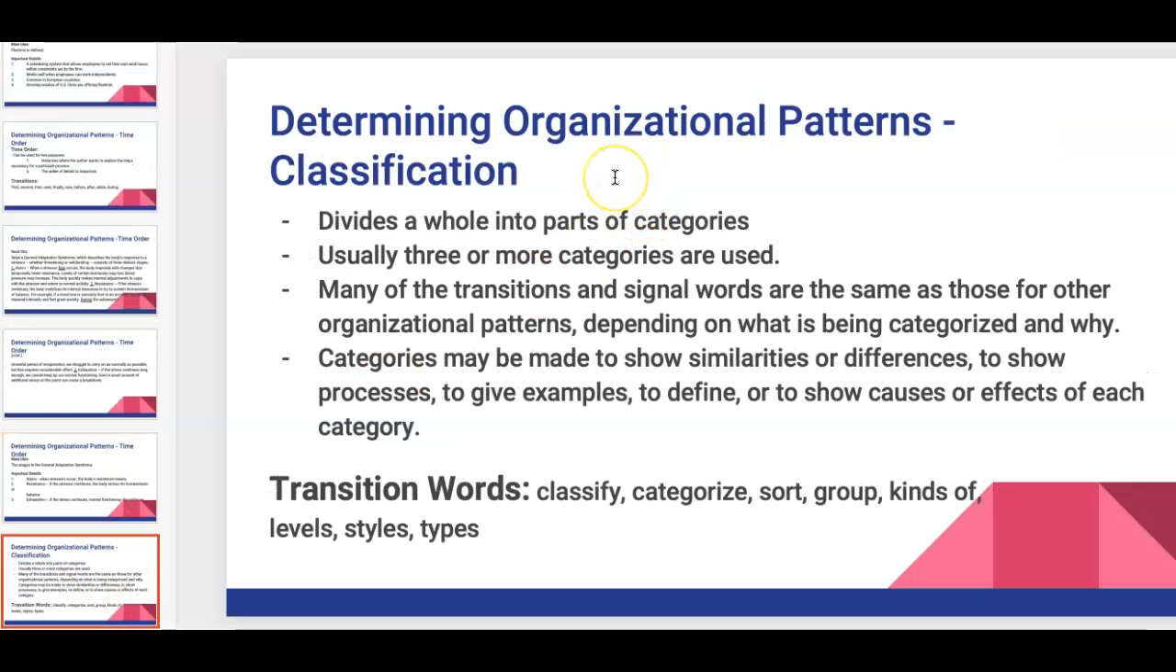And then the last one is classification. This divides the whole into parts or categories. And there's usually 3 or more categories that are used. The transition and signal words are the same as those for other organizational patterns, but categories may be used to show similarities or differences or processes or give examples. But they are dividing a whole into parts or categories.